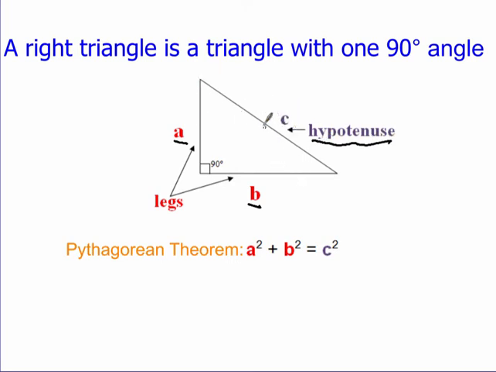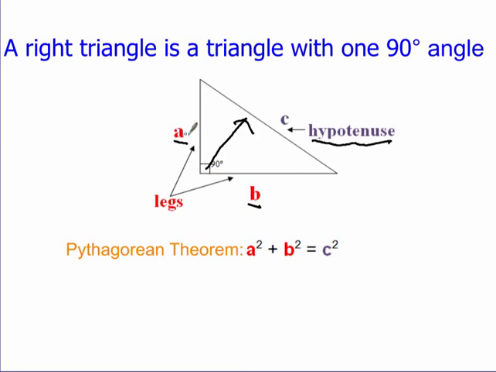You can always tell which side is the longest because if I take the 90-degree angle and I look directly across from it, that will always be my longest side. So that's a right triangle. Now the Pythagorean theorem is this really ancient math concept that describes the relationship between the three sides of a right triangle. And the way it works is this.